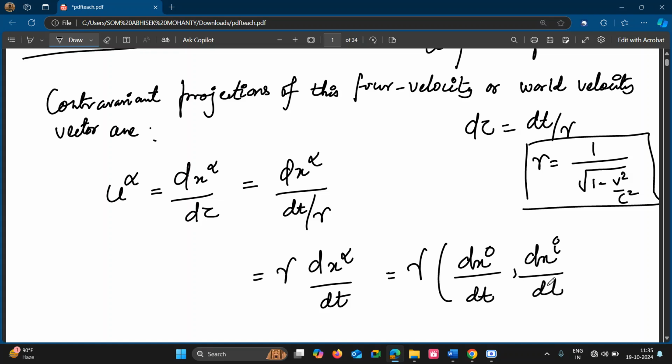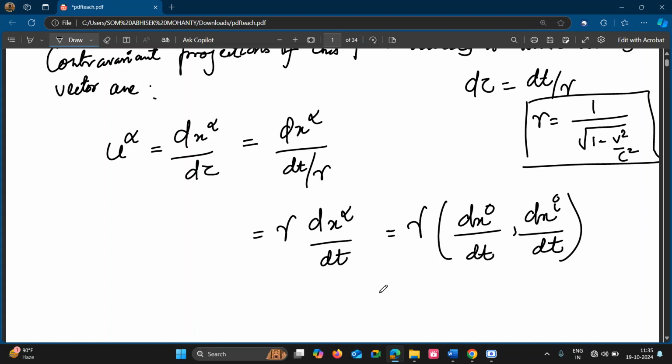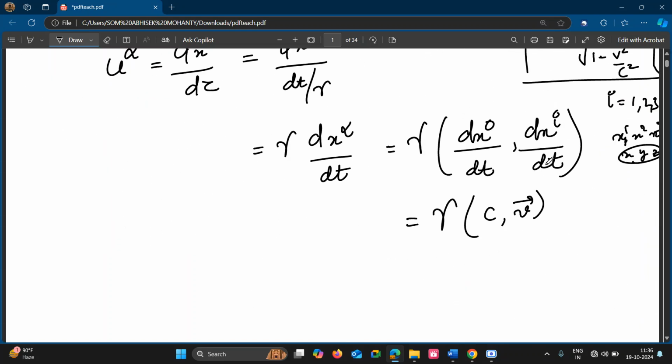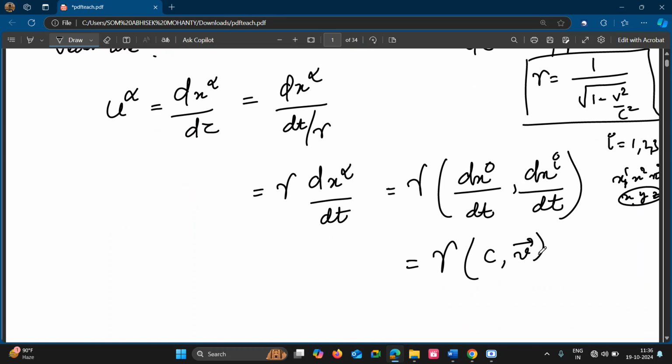I will denote the spatial index as i, where i is xyz. So this can also be written as gamma times c, and this is simply the v vector that we usually write in three dimensions, vx, vy, vz. So i means 1, 2, 3, which is x1, x2, x3, which are xyz actually. And dx naught by dt, as I wrote here, is directly c, and this is your v vector. So this is your u alpha, the contravariant projections of four velocity.